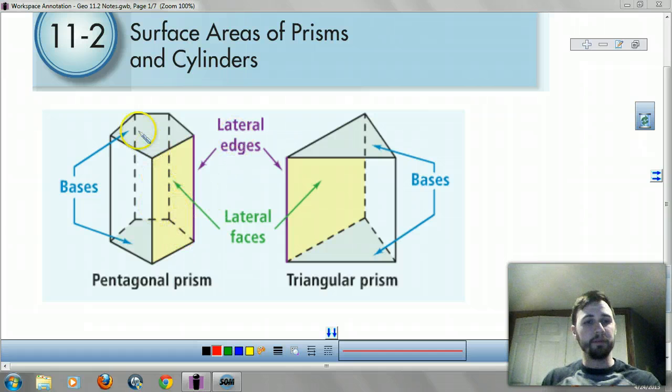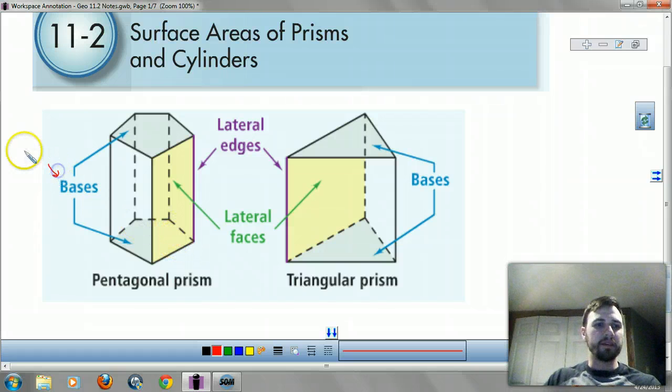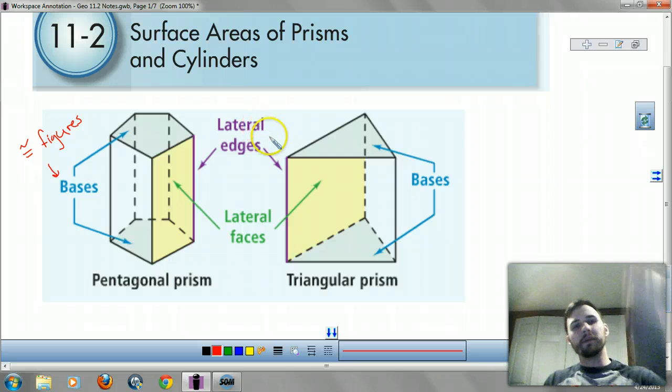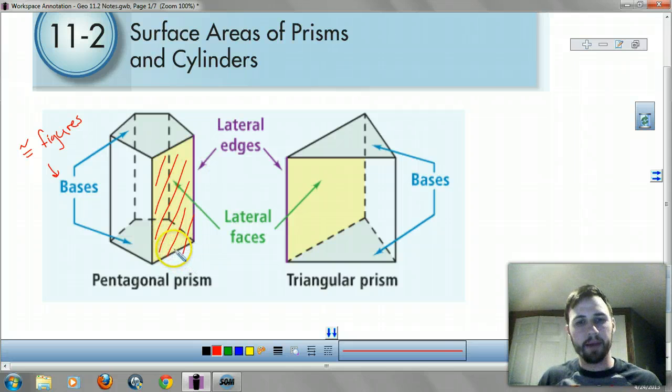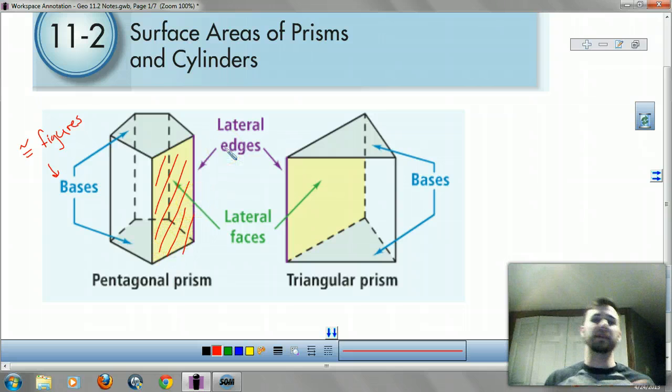Here's a pentagonal prism, because you have a pentagon and a congruent pentagon at the bottom. Your bases are congruent figures. Your lateral edges are the edges that connect your two bases. Your lateral faces are always going to be rectangles that connect your two bases, on the side between them. Got it?